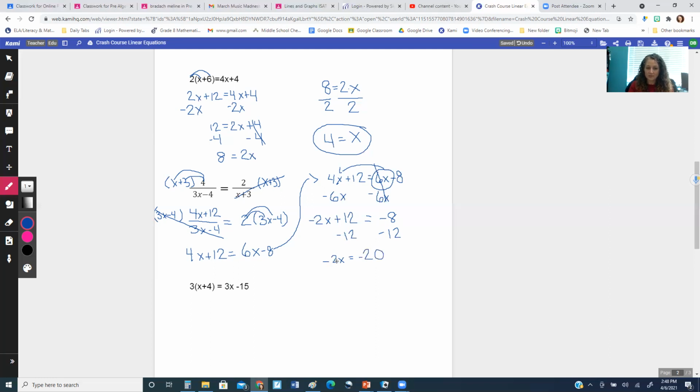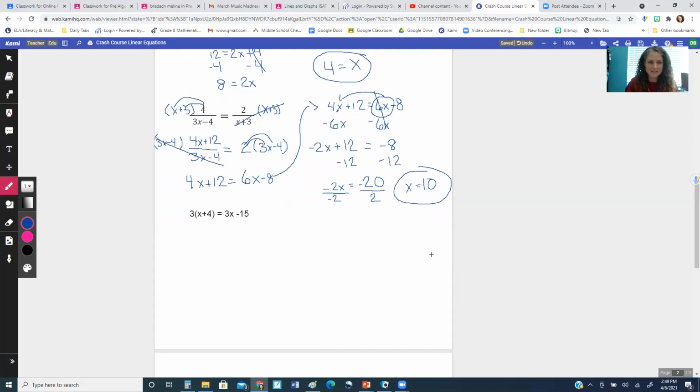So I have negative 2 times x. I don't want to have anything times x. The opposite of multiplication is division, so I'm going to divide both sides by negative 2. And I end up with x equals 10. Just regular old positive 10. Happy little positive 10. After all of that, x equals 10. How great is that?